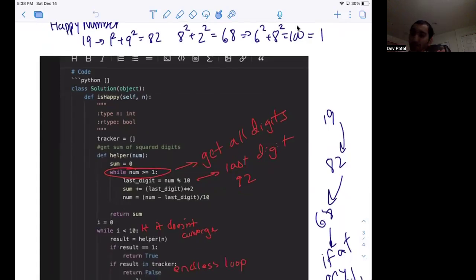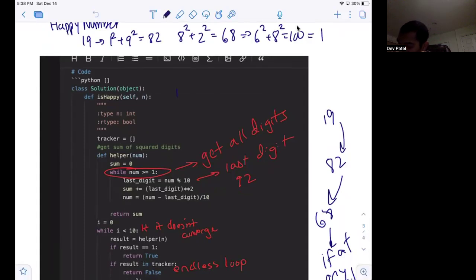As long as our number is greater than 0, we're going to get the last digit, square it, and add it to our sum, trim that last digit, and then repeatedly do this until we run out of digits, or until num is less than 1, right?